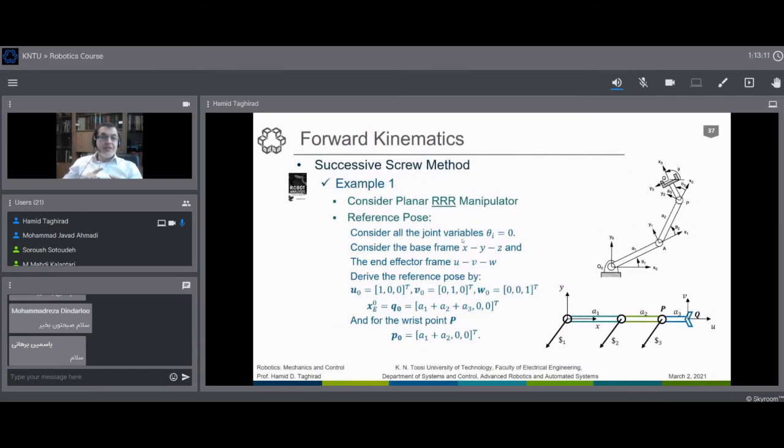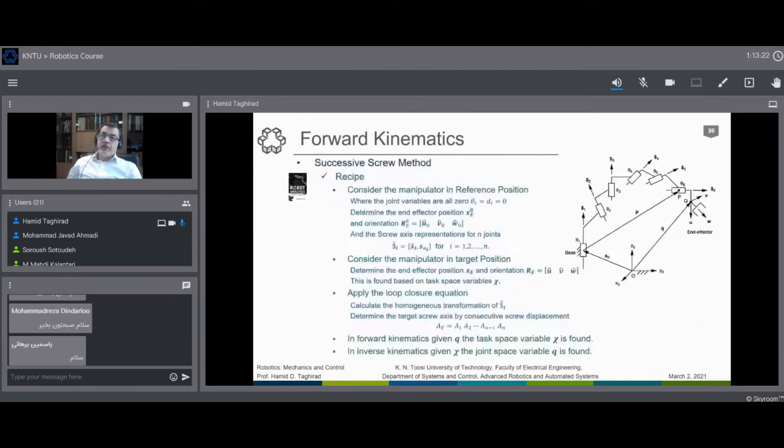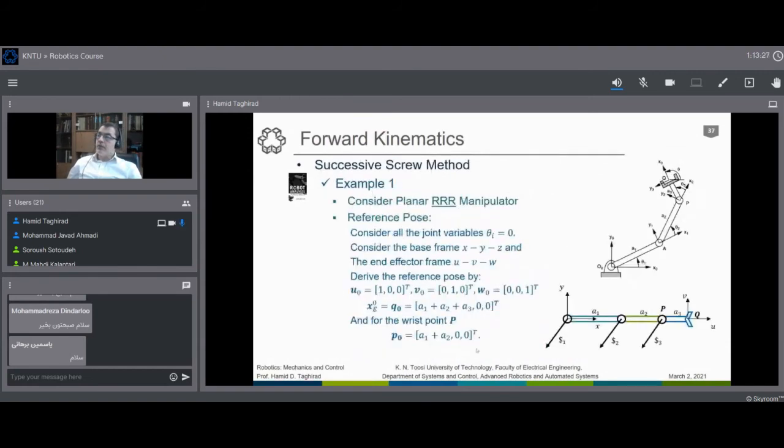What we would like to do is find the screws in a reference frame. As you see here in the recipe, we have three parts: reference frame, target frame, and apply loop closure. We do the same thing here. Instead of having this type of difficult version of the system, make it as simple as possible. Make it just some particular position, we call it the reference position. Everything 0. Couldn't be anything simpler than that.